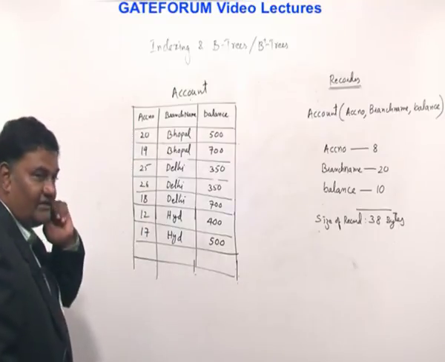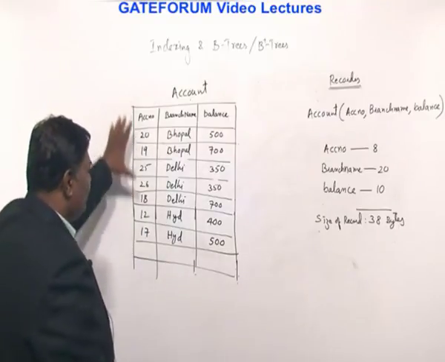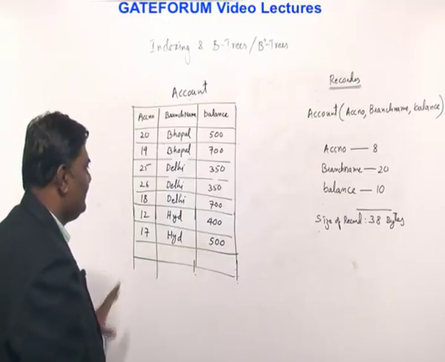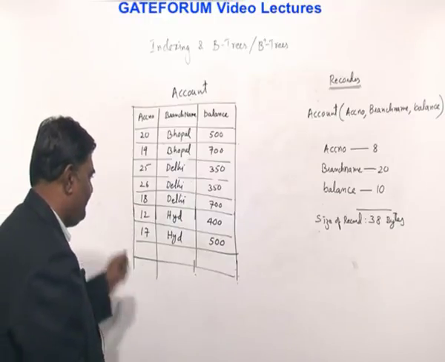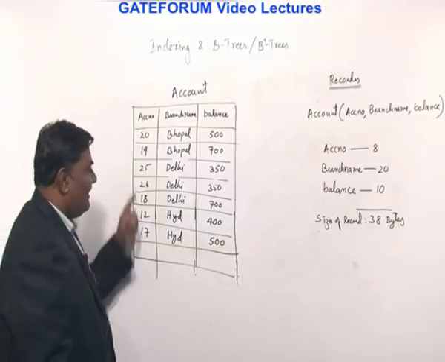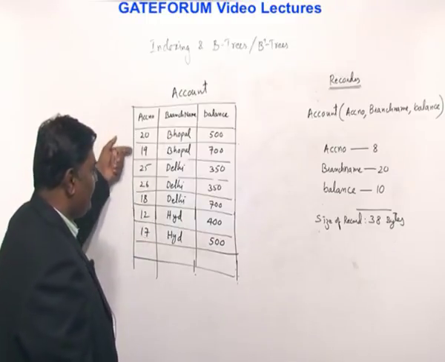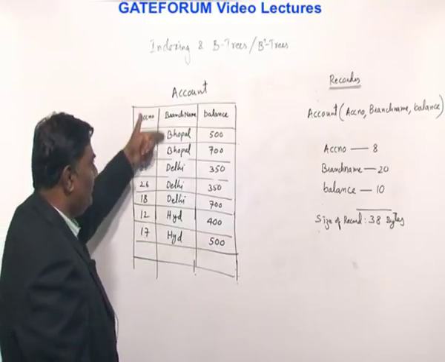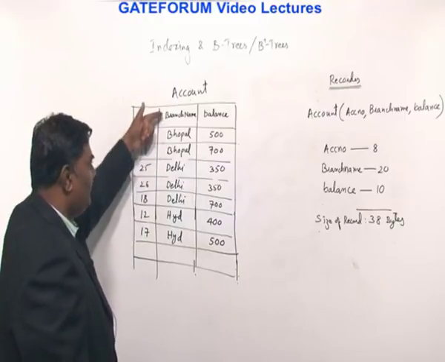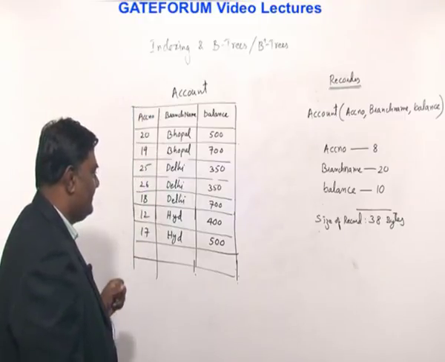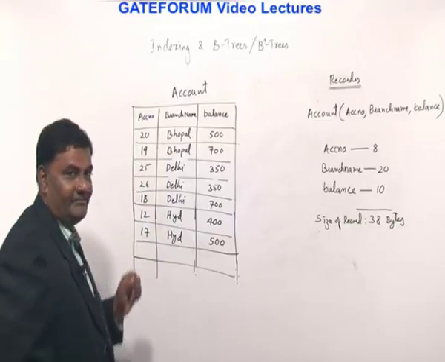This is sufficient. Now let us see. This is my relation. This is my table. I am showing only a few. You can see that I have arranged the records in sorted order based on the branch name. They are sorted based on the branch name.